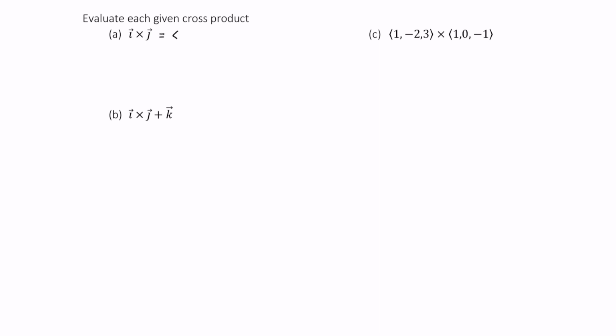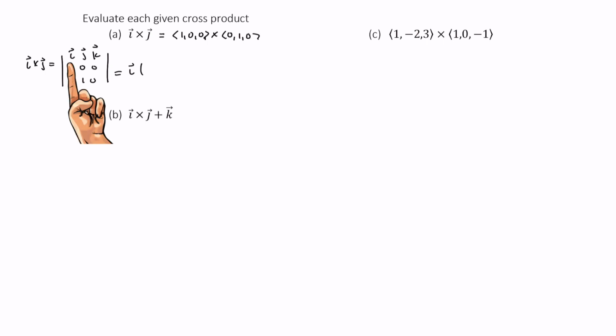So these vectors, recall, this one is 1, 0, 0, and j vector is just 0, 1, 0. So their cross product can be computed using this matrix. Okay, so this is equal to i times, let's cover up the values directly below i to get what is left. So we do 0 times 0, which is 0, minus 1 times 0, which is 0.